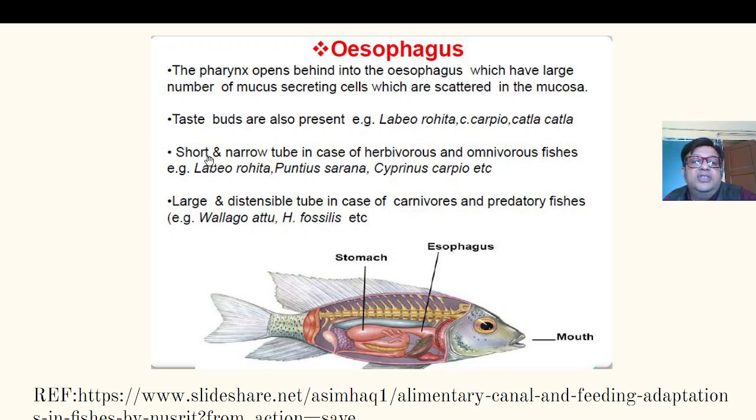It is a short and narrow tube in case of herbivorous and omnivorous fishes. The esophagus is a short tube in herbivorous and omnivorous fishes, those that eat veg and non-veg. And it is large and distensible in case of carnivorous and predatory fishes. It is long in carnivorous and predatory fishes.